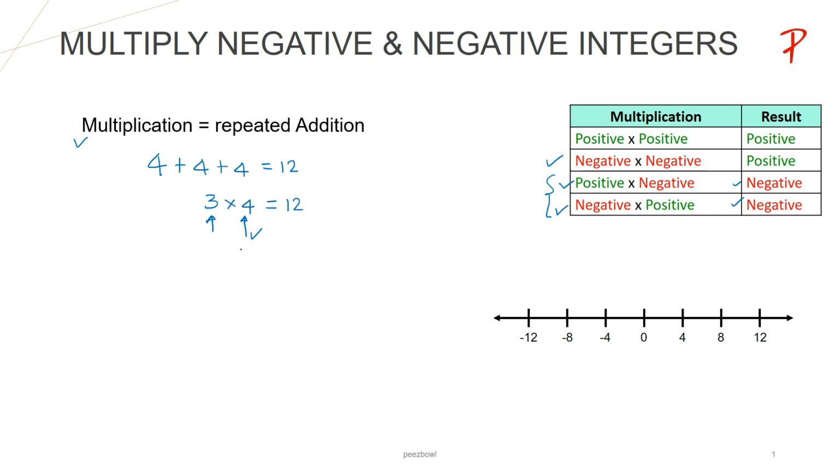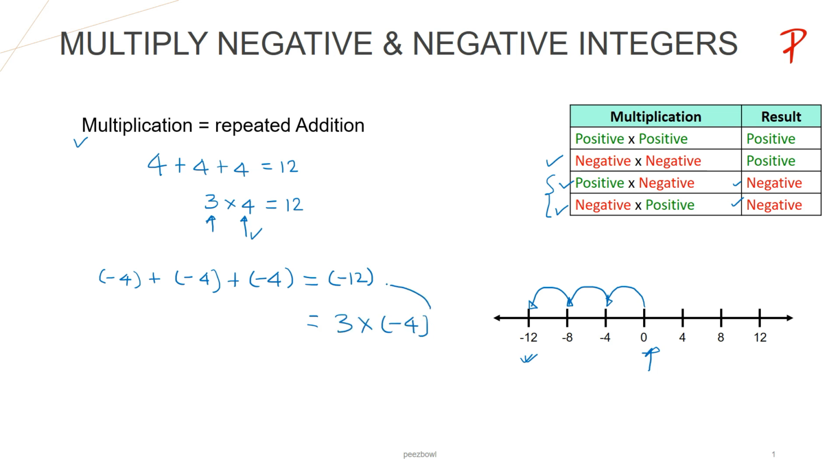Similarly, when you add 3 negative integers, for example, minus 4 plus minus 4 plus minus 4, this is equal to minus 12. If you look at the number line, we are starting from 0. So we have taken first jump of minus 4, then one more jump of minus 4, and this is the third jump of minus 4. So this is minus 12, right? And we can write it as 3 multiplied by minus 4 is equal to minus 12.